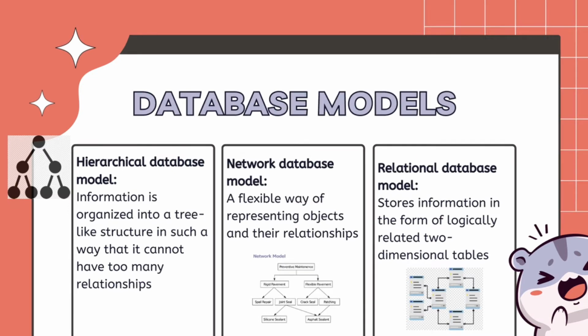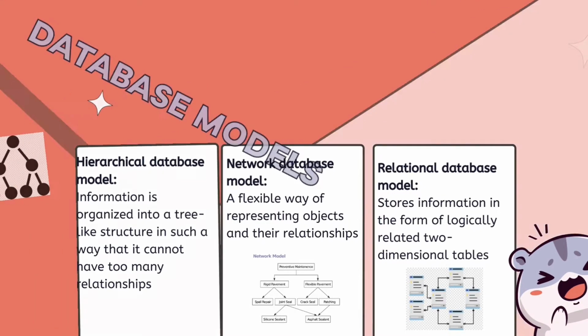So, there are three database models. First, the hierarchical database model. Information is organized into a tree-like structure using parent or child relationships in such a way that it cannot have too many relationships. Second, the network database model. It is a flexible way of representing objects and their relationships. And lastly, the relational database model. It stores information in the form of logically related two-dimensional tables.